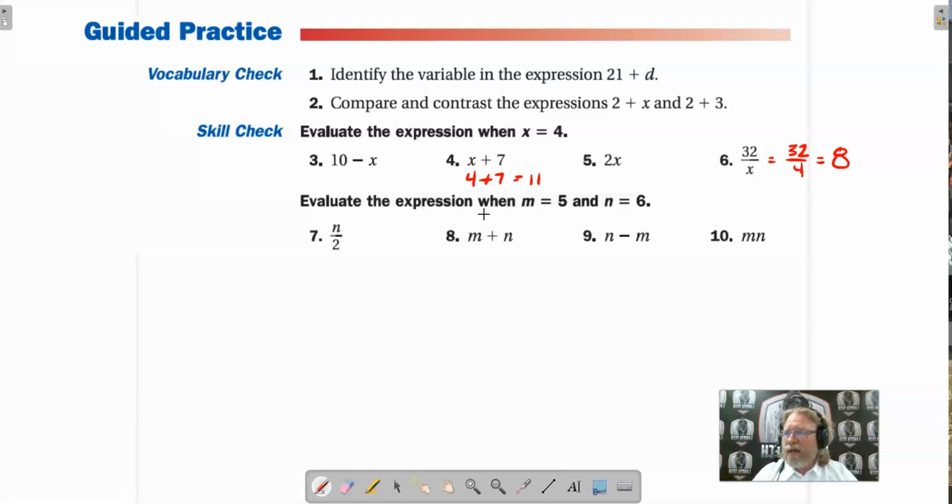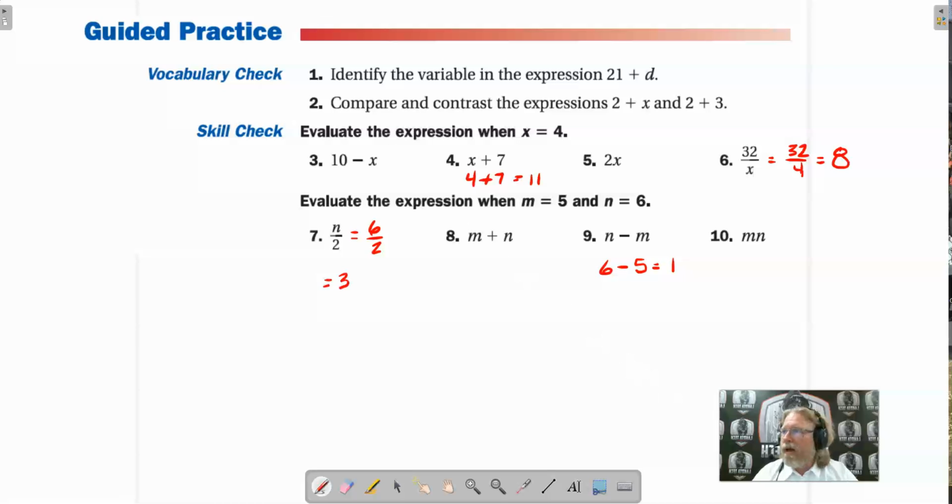And then finally, evaluate the expression when we have two variables, and we have values for each of them. First one, m equals 5. The second one, n equals 6. So let's look at the first one here. We're going to substitute for the n. We're going to go ahead and substitute the value of 6 over 2, or 6 divided by 2, and 6 divided by 2 equals 3. 2 will go into 6 3 times. The other one here, n equals 6, m equals 5, and 6 minus 5 equals 1.